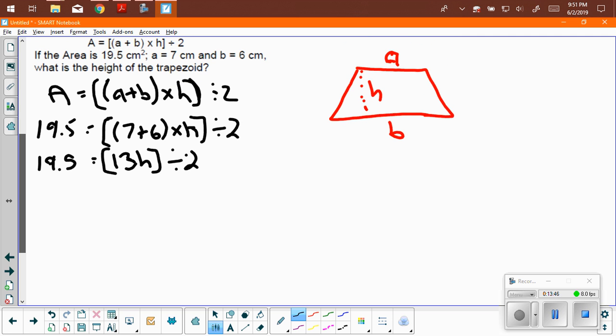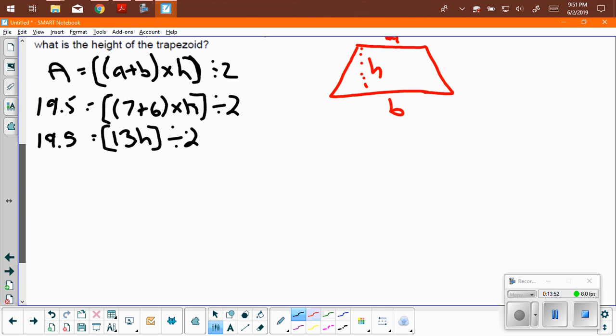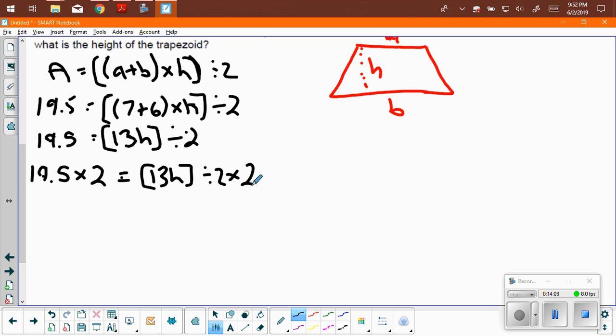So again, as I read that right-hand side, 13 times H and then divided by 2. So we peel them off in the reverse order. If the last thing was divide by 2, that means I need to multiply both sides by 2. Dividing by 2 and multiplying by 2 are opposites, so they're going to go away there. So I have 13H is equal to, let's see, what is 19.5 times 2? That is 39. Now I have 13 times H is 39.